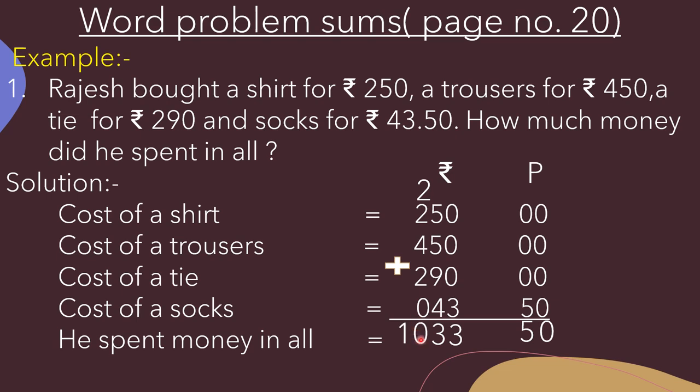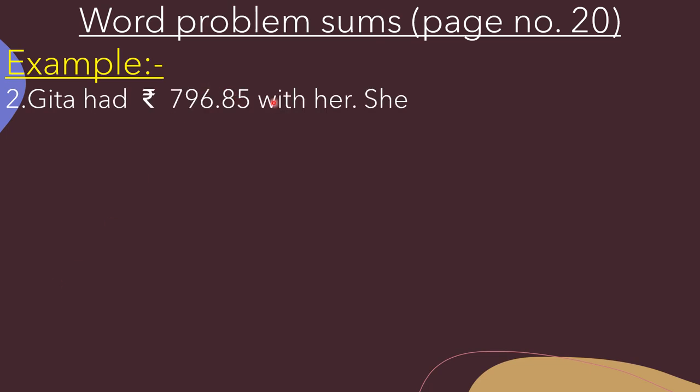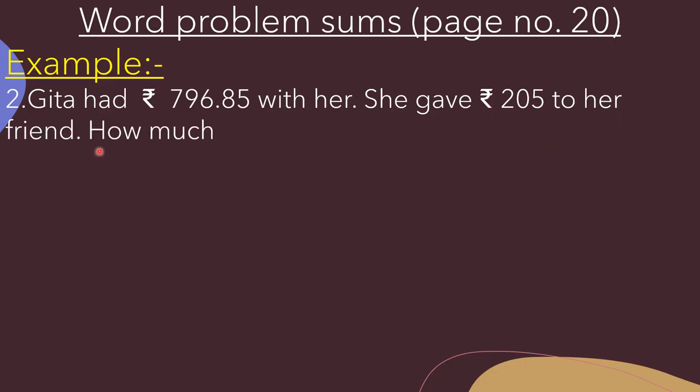So what is the answer? That is 1033 rupees 50 paise. So how can we write it? Like this: rupees 1033.50. Example number 2. It is given Geeta had rupees 796.85 with her. She gave rupees 205 to her friend. How much money is left with her?